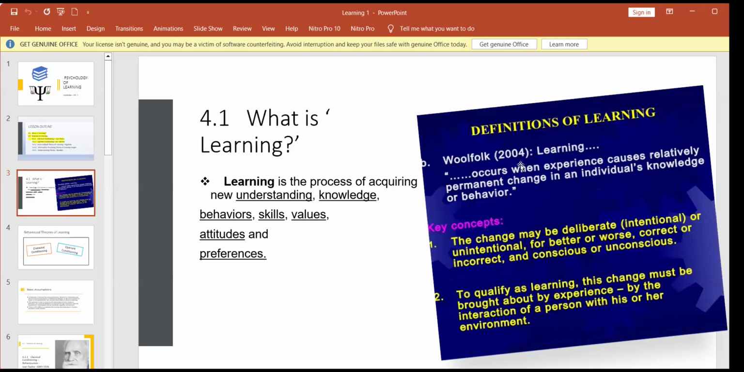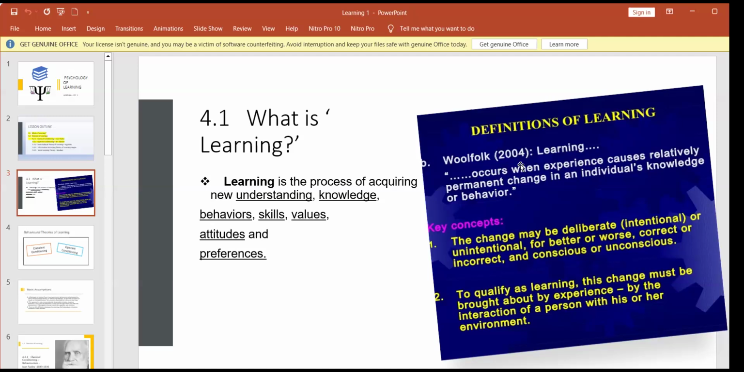Okay? Second not. We learn not only right things. Then indirectly you're suggested that we learn wrong things as well.